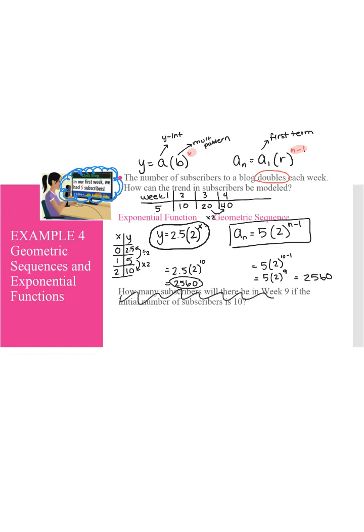Again, I just threw that piece of information out there. I'm not actually going to do that in this second problem, but it's important to notice the difference, but also how similar they are. So an exponential function uses the y-intercept, but the geometric sequence explicit formula uses the first term.